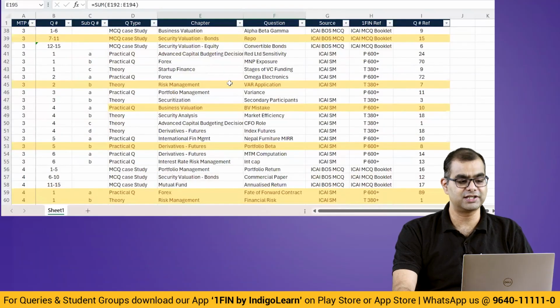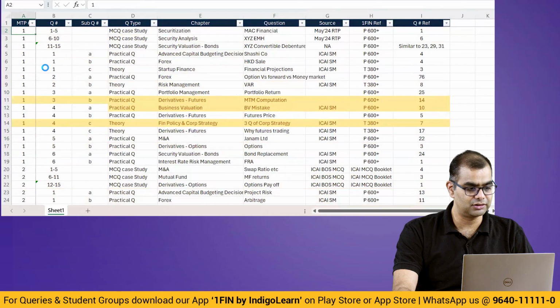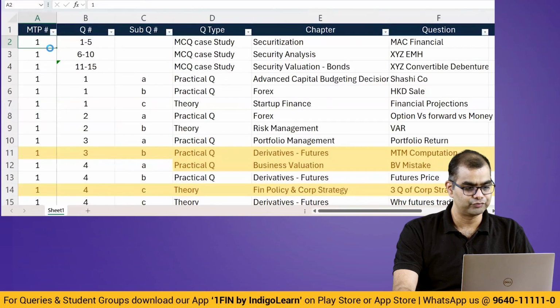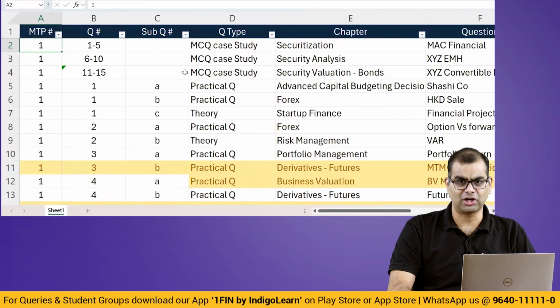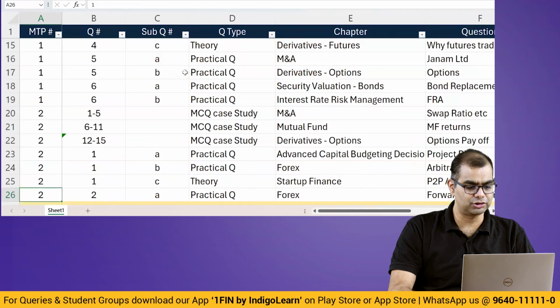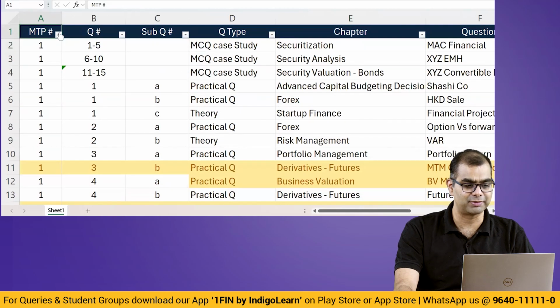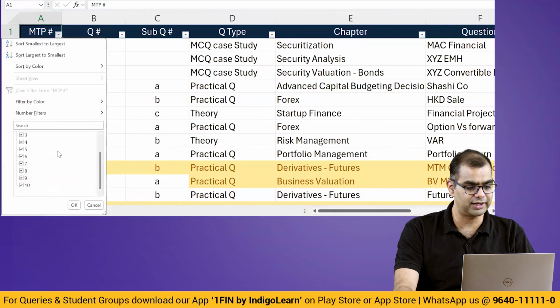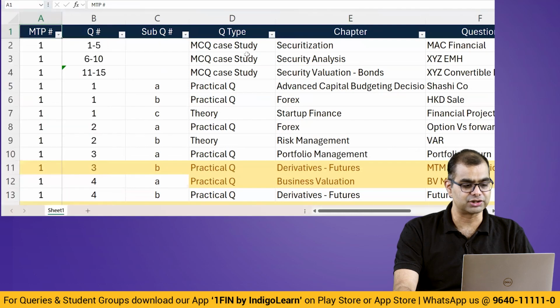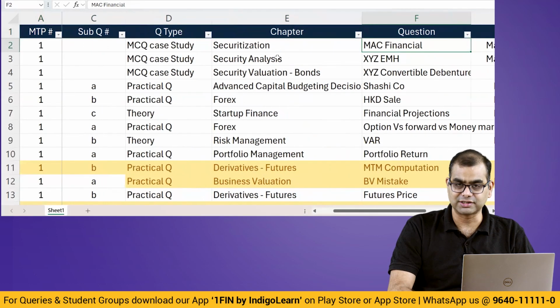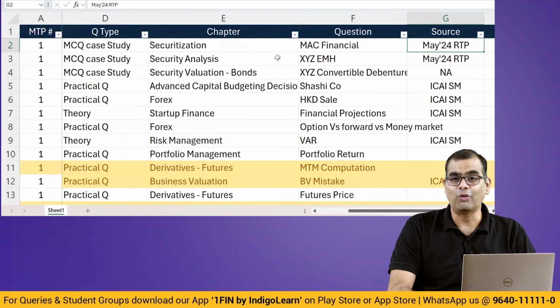If you can see this Excel sheet on screen, I'll zoom in slightly. MTP number 1, this is all done for AFM. MTP number 1, 2, 3, like that for all 10 MTPs, model test papers, not mock test papers. For all 10 model test papers, I have analyzed each and every question. So question numbers 1 to 5, basically case study questions: on which topic, what is the name of the case study, what is the source.